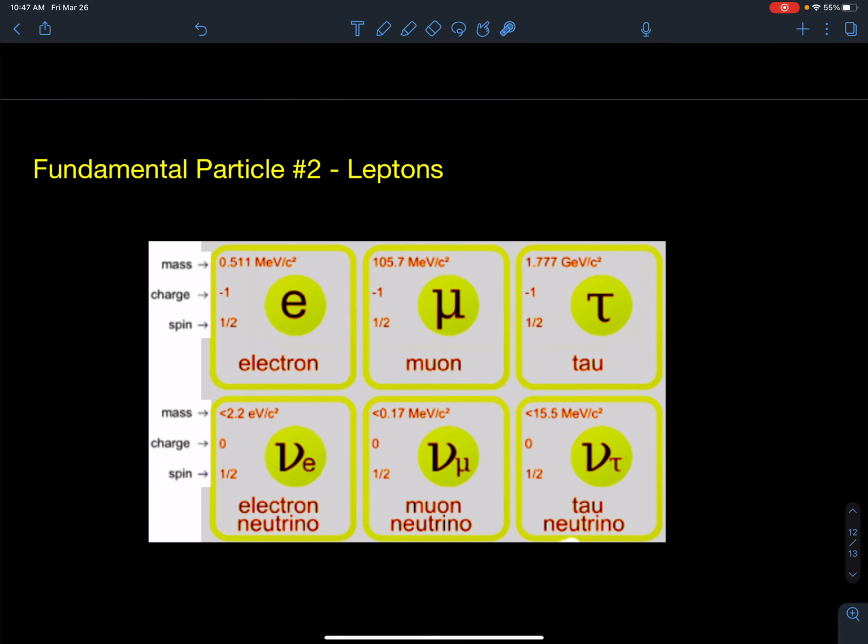And for the next type of fundamental particle, these are called leptons. We talked a lot about the particles that are in the nucleus of an atom. We talked about baryons, but what about these electrons and the particles outside of the nucleus? And those are made up of leptons. So leptons are fundamental particles that make up electrons.